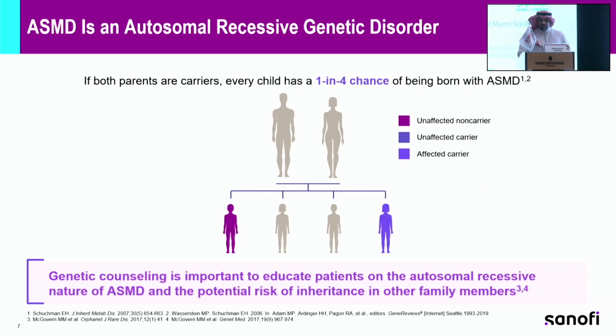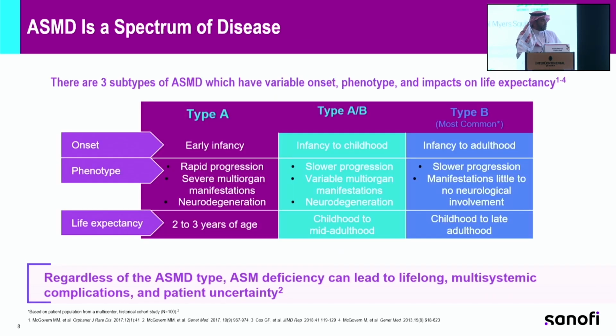So how is this disease inherited? It's autosomal recessive. So if the parents are carriers, for each pregnancy we have a 25% chance affected, 25% carrier and 50% normal. So it's very important to screen and educate the family about the disease.